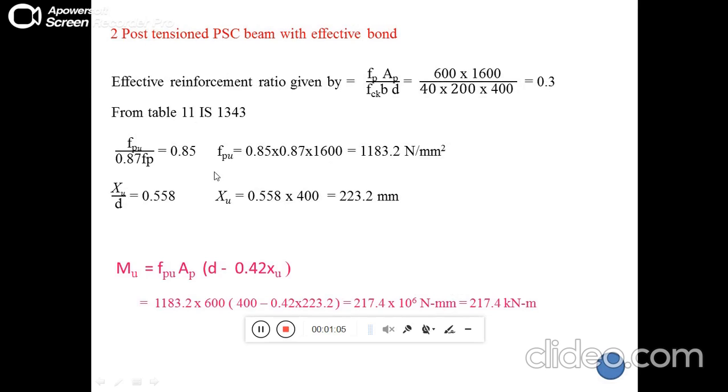So the values are for FPU by 0.87 FP, it's 0.85, and for XU by D, it's 0.558. Hence the value of FPU is 1183.2 Newton per mm square, and XU is 223.2 mm. And again applying these values in the formula, same as for the rectangular cross section, when we substitute the values of FPU, AP, effective depth, and XU, the answer is 217.4 into 10 to the power of 6 Newton mm, or it is 217.4 kilonewton meter. Thank you.